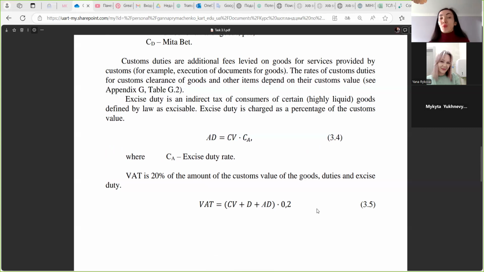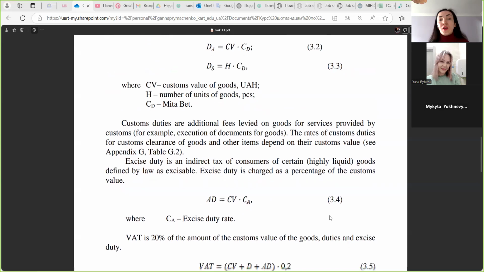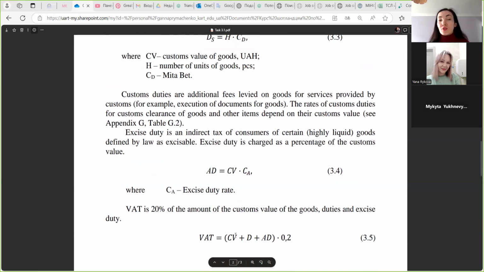We don't use percent, we use fractions, so we already divided it by 100. So all results are in hryvnias here in these formulas, and we find 20% of this sum. You used CV from table 3.1. D is the result of calculation 3.2, 3.3. And AD is the result of formula 3.4.